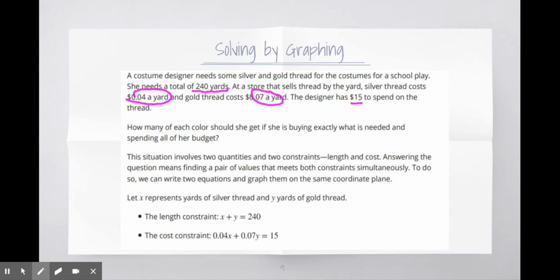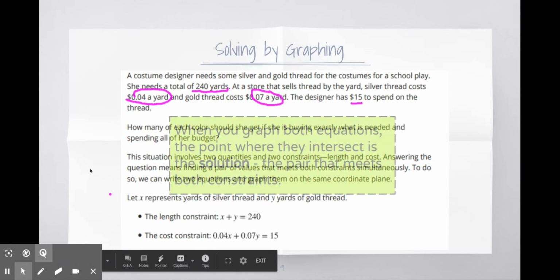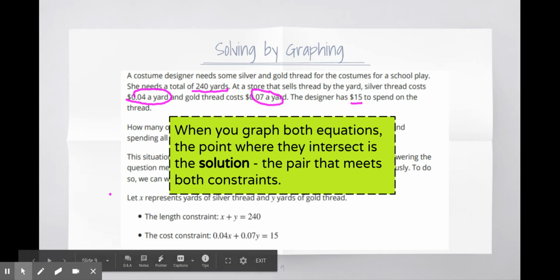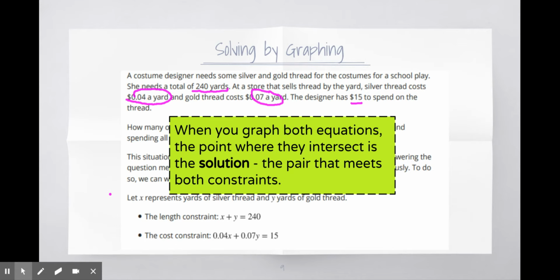And so we can write that system of equations that you see there at the bottom. The length constraint, x plus y is equal to 240. And then the cost constraint, 4x plus 7y, with that 4 cents a yard and 7 cents a yard, is equal to 15. So when we graph both equations, the point where they intersect is going to be the solution to our system of equations. It's the pair that meets both constraints.